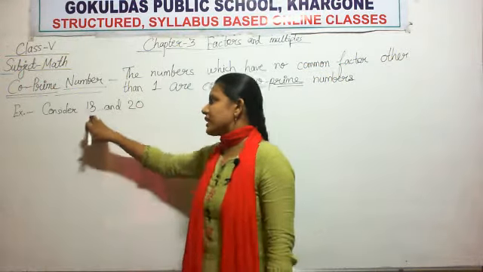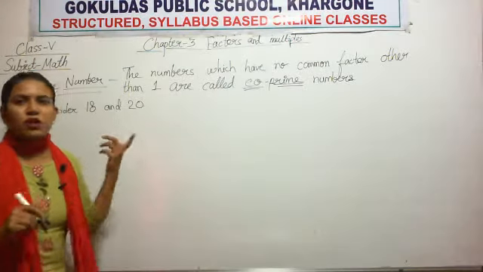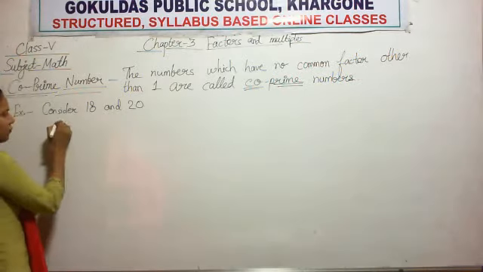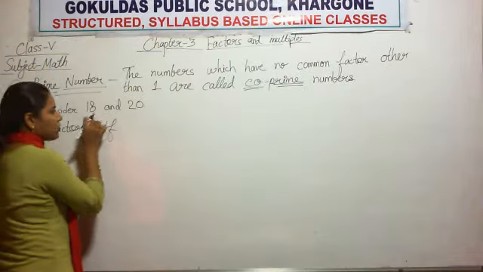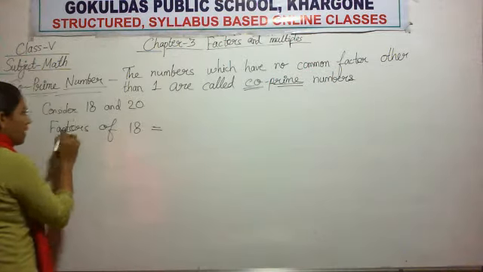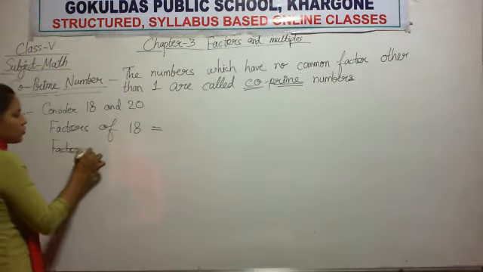So let us take an example. Consider we have two numbers, 18 and 20. We want to check whether these two numbers are co-prime or not. For checking, you will write the factors of 18. Our first number is 18, so I am writing the factors of 18, and the second number is 20, so I am going to write the factors of 20.